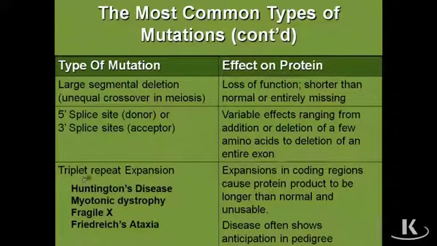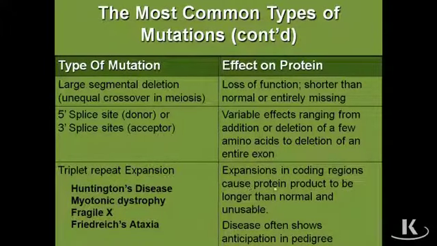A board favorite down here, triplet repeat expansion. In triplet repeat expansion, what you have are areas of the coding sequence for the gene that as homologous recombination occurs and a haploid gamete gets produced, the number of repeats within that coding sequence is going to increase. Now, this usually causes a protein product that's longer than normal. And if it gets too long, if there's too many repeats that get placed into the coding sequence, the protein's going to be unusable, or it's going to be unstable. Usually it's an unstable protein that's eventually going to get degraded.